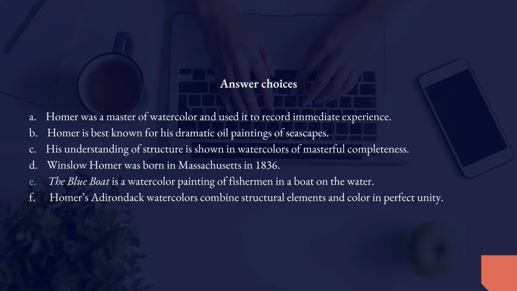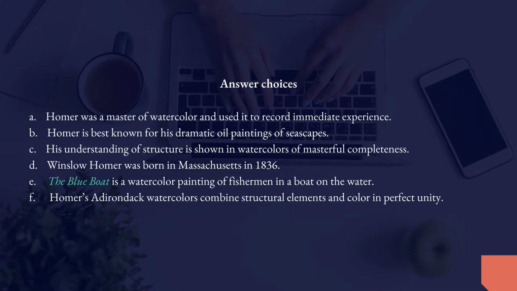E, The Blue Boat is a watercolor painting of fishermen in a boat on the water. Again, look at this part, The Blue Boat. It's in italic. Italic means that's a special name. So here, choice E is pointing to a detailed part, to some particular painting. What is the name of that painting? The Blue Boat. It says that painting is a watercolor painting of fishermen in a boat on the water. I don't care what one particular painting is or what its content is. I'm looking for main ideas. Is it a demonstration of his painting in American art? Well, this sentence is not about that.